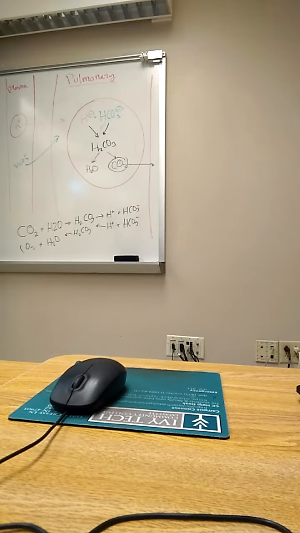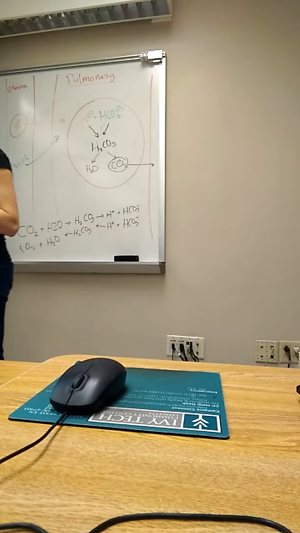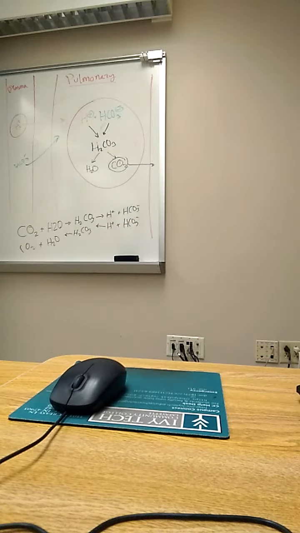So I know these are all kind of crazy. For those of you who I gave the blood worksheets to, the first one is over red blood cells. The second one is over white blood cells. The third one is over platelets and blood clotting. And then the last one is over blood typing.